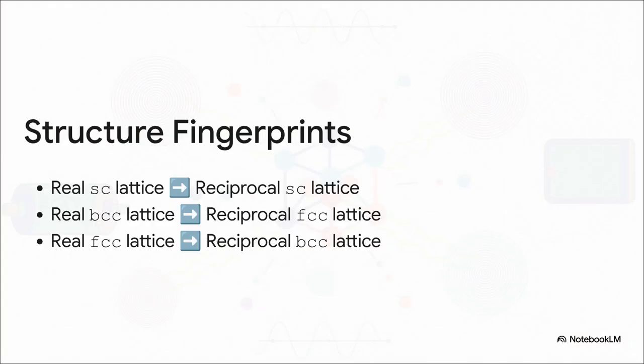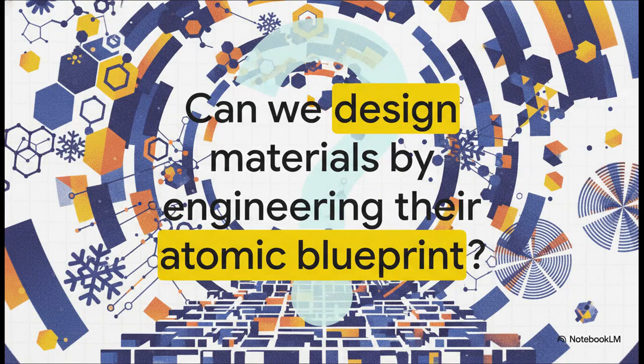And here it is, the grand reveal. By analyzing the geometry of the dot pattern, which is the reciprocal lattice, we can immediately figure out the geometry of the real lattice. It's like seeing the structure's fingerprint. And here's the truly wild part. A body-centered cubic crystal in real space produces a face-centered cubic pattern in reciprocal space. And a face-centered crystal gives a body-centered pattern. It's this bizarre but beautiful inverse relationship. By looking at the shadow, we know exactly what's casting it. We've solved the puzzle.